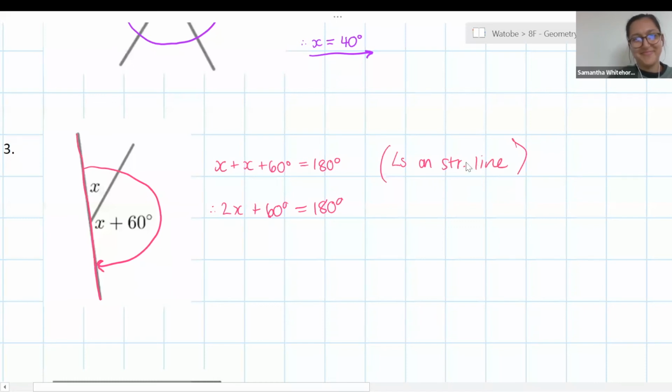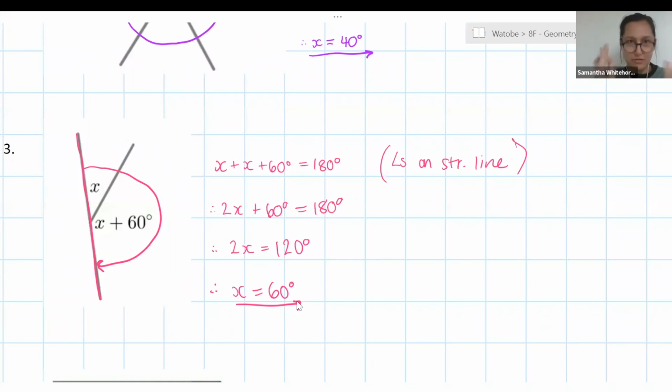And then I said 2x equals 120 degrees, x equals 60 degrees. Awesome. Well done. And I love your setup. That is great. Okay, right. So guys, there's something I want you to know. This is awesome. We know that x plus 60 must equal 180, because they are angles on a straight line.